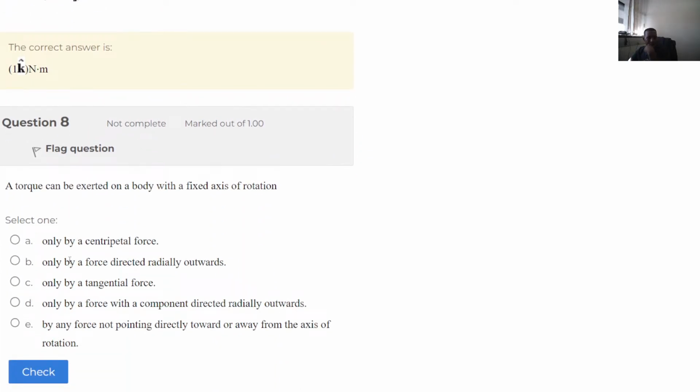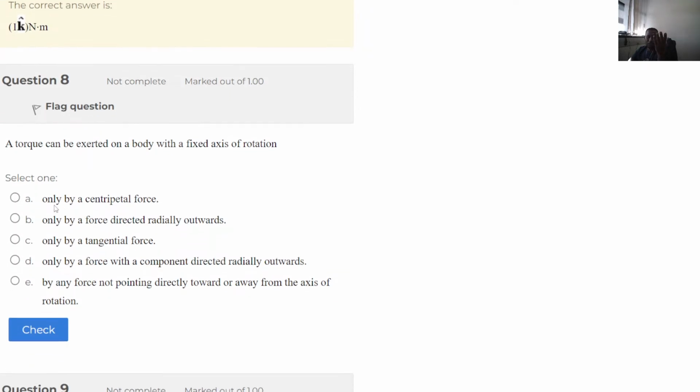And on this side, question number 8 now, it says a torque can be exerted by a body with a fixed axis of rotation. Okay, happy? This is just the general definition. Now it's saying this torque is created by a centripetal force. The question is, what is centripetal force? This is a circular motion.